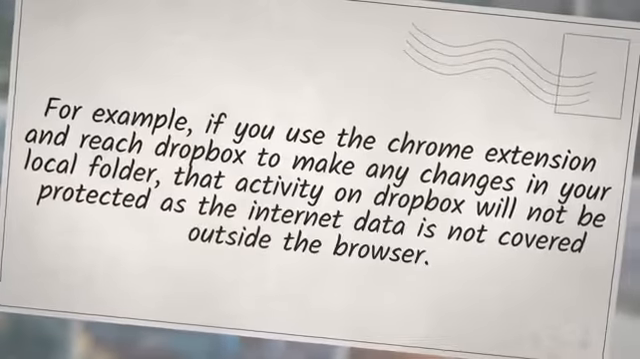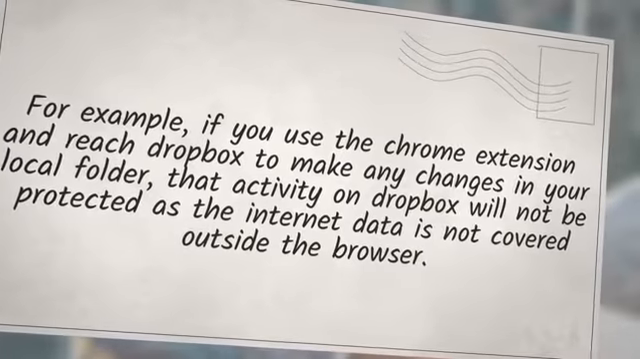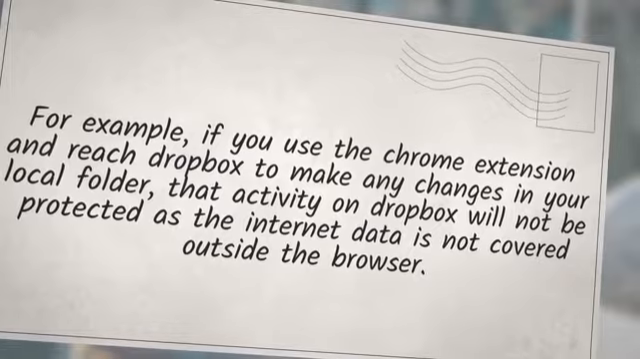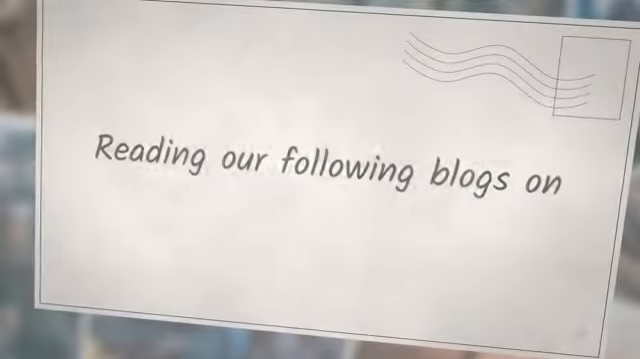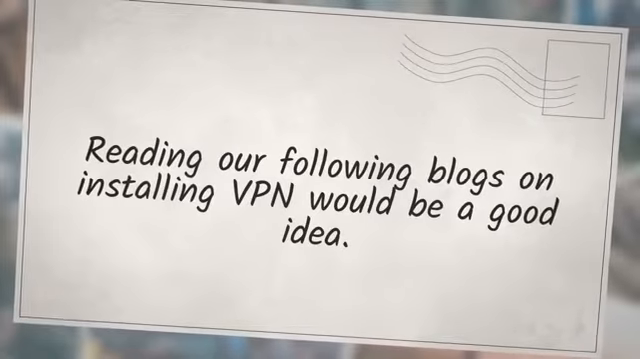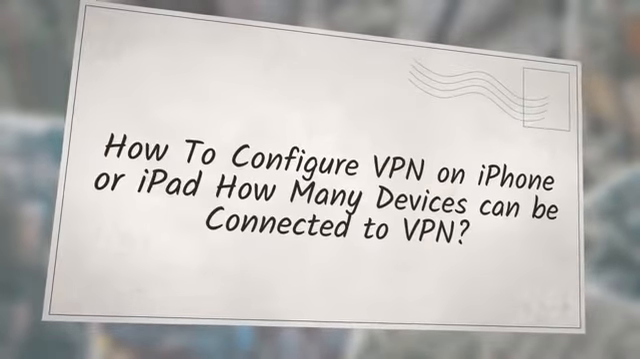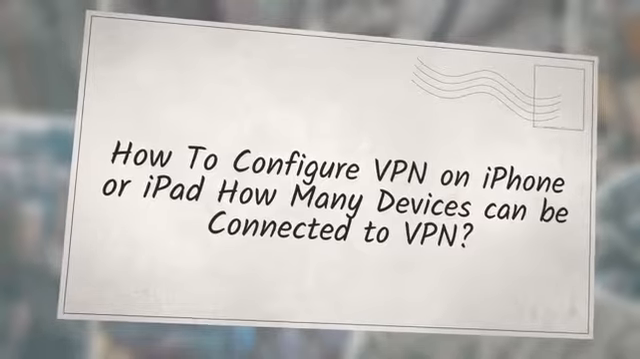For example, if you use the Chrome extension and reach Dropbox to make any changes in your local folder, that activity on Dropbox will not be protected as the internet data is not covered outside the browser. Reading our following blogs on installing VPN would be a good idea. How to connect to a VPN on your Mac? How to configure VPN on iPhone or iPad? How many devices can be connected to a VPN?